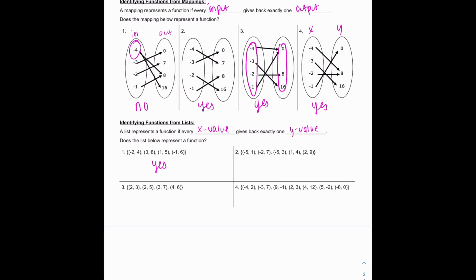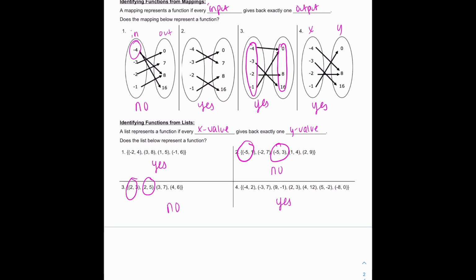Looking at number 2, are there any repeating x values, or does each x value only give back one y value? We can see here there are 2 repeating x values and 2 y values, so no, this is not a function. Moving on to our third list, are there any repeating x values here? Yes, there are, therefore each x value does not give back exactly one y value, and this is not a function. And number 4, are there any repeating x values here? No, there are not, therefore each x value gives back exactly one y value, and yes, this is a function.